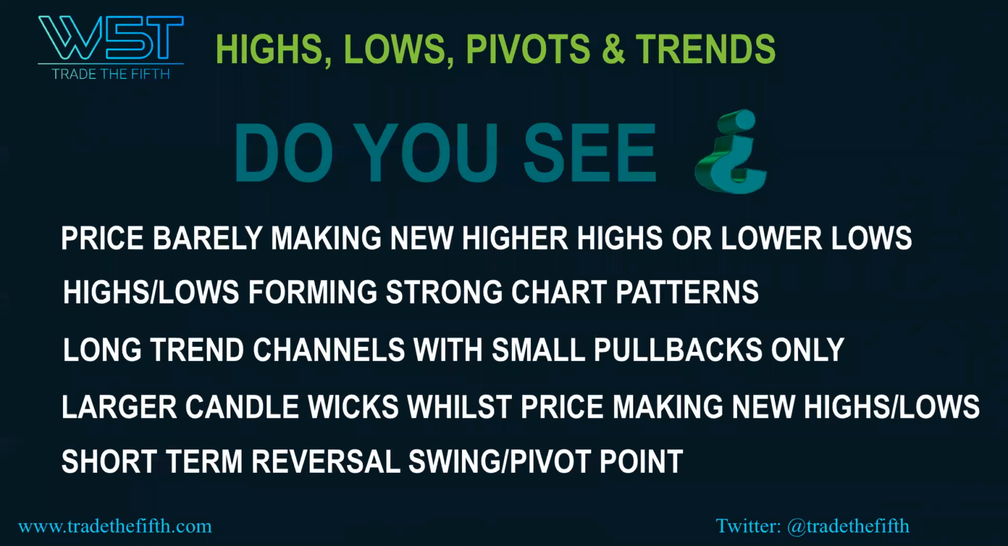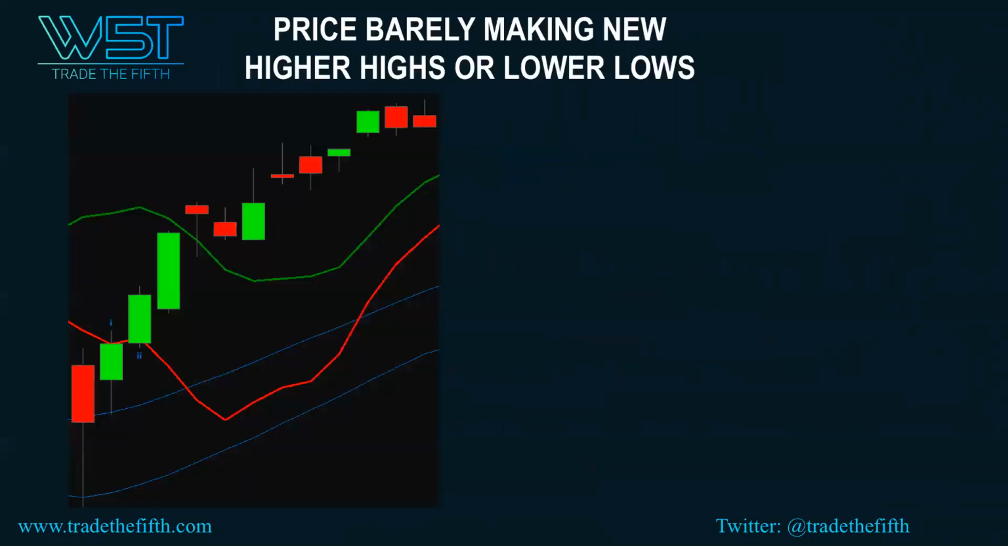Sort of long trend channels with small pullbacks, like a high growth stock like Visa, for example. It's got like a 10-year channel that's really tight with very small pullbacks. You need to identify those. So you've got larger candle wicks while price is making new highs and lows. And again, we'll do some examples then. And short-term reversal and swing points. So let's go through these. Forget volume for now. We're on price action. We'll put them all together.